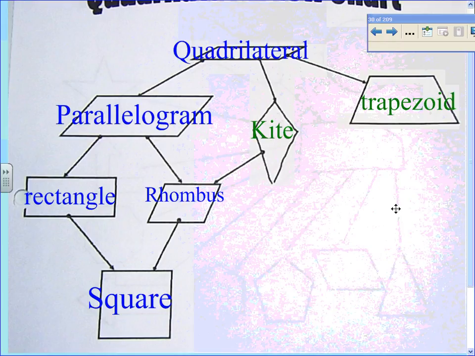Well, it just tells you everything on this chart has 4 sides. Quadrilaterals are at the top because everything on here has 4 sides. A rhombus has all 4 congruent sides. A parallelogram does not.